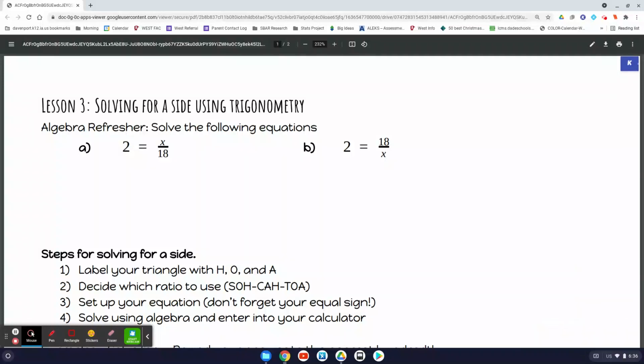So today we're going to be looking at lesson 3 for unit 5. Now, yesterday, or previously, we looked at the various different ways that we could use our trig ratios. As a reminder, our trig ratios are sine, cosine, and tangent. Before we get into that, though, let's look at these two algebra problems, because all of our trig ratios are going to look something kind of similar to this.